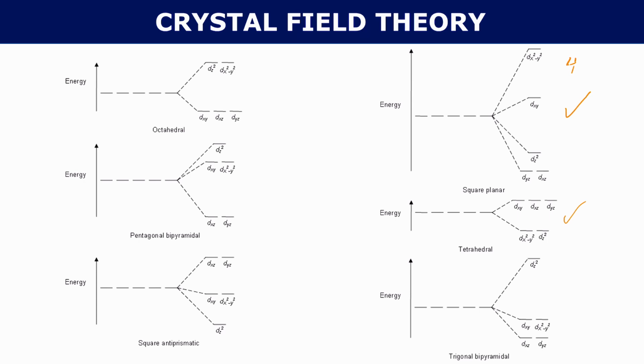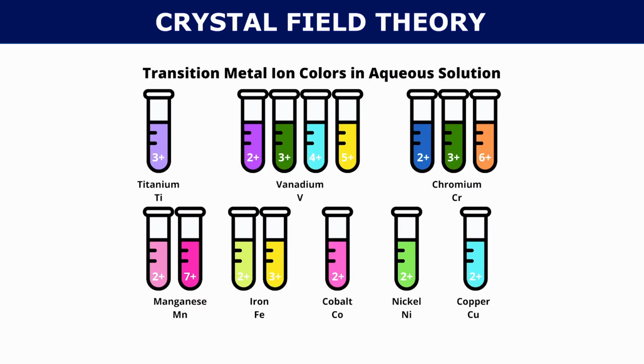Okay, so let's start talking about what properties can be explained using crystal field theory. The first one that we're going to go over is the color of solutions. Certain transition metal ion aqueous solutions are going to be colored. Like if you have a compound with copper 2+, it's going to be this light bluish color. So why does this happen?